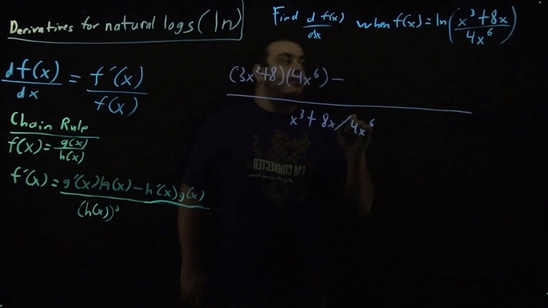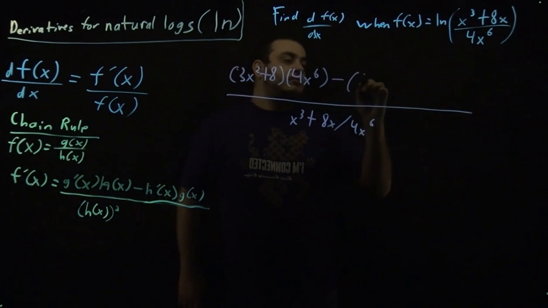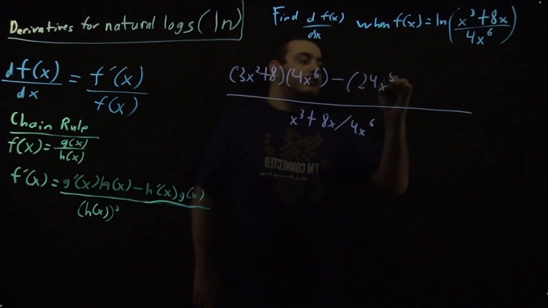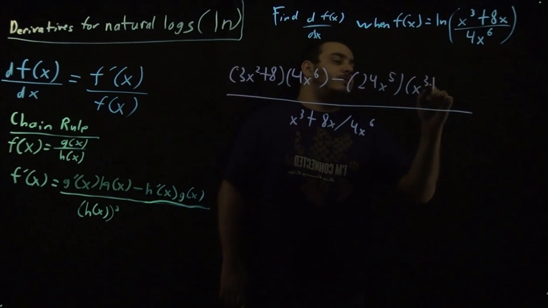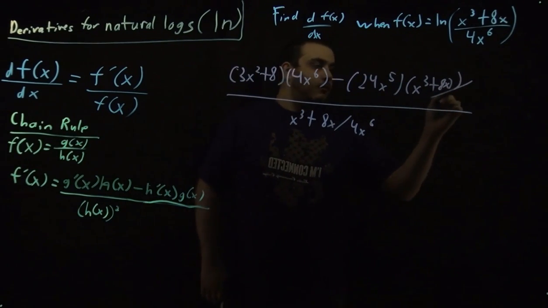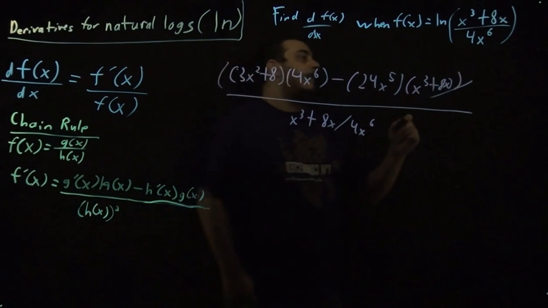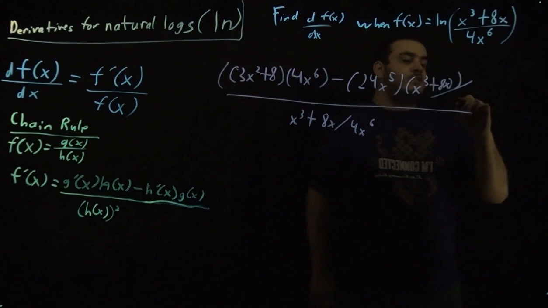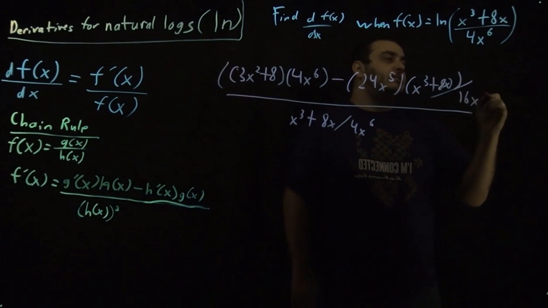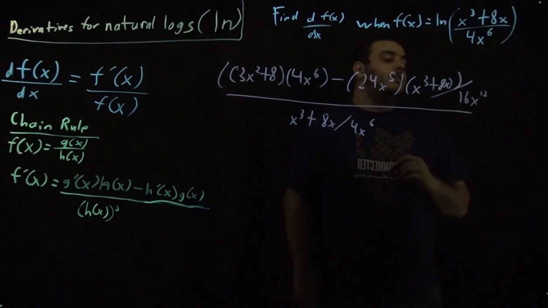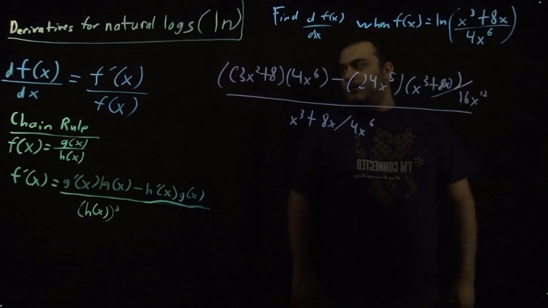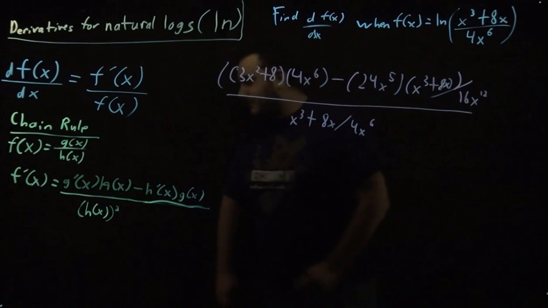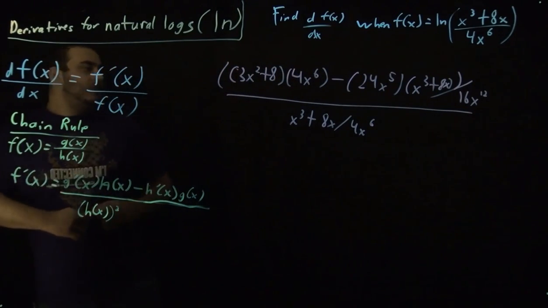minus the derivative of the denominator, 24x to the 5th, times the numerator's original x cubed plus 8x, all over h of x all squared, which is 16x to the 12th. Yep, 16x to the 12th.